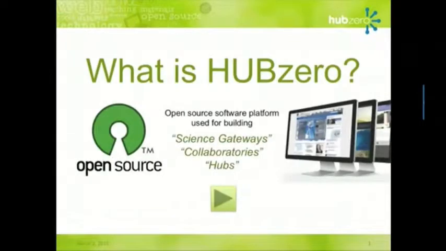So first of all, what is HubZero? It's an open source software platform that we developed at Purdue over the last decade or so, and people use it to create websites for science. So for research, for education, and for collaborating online. Some people call those kinds of sites collaboratories or science gateways. We just call them hubs because they tend to be a focal point for a community to work together online. So that's basically what it is.